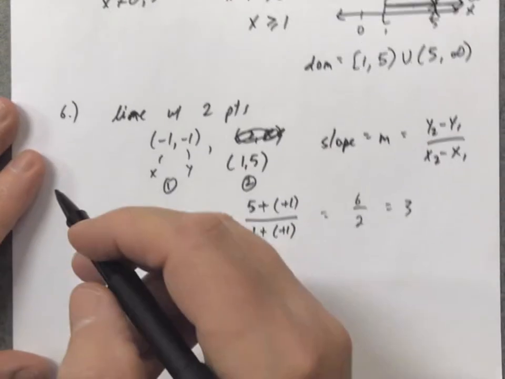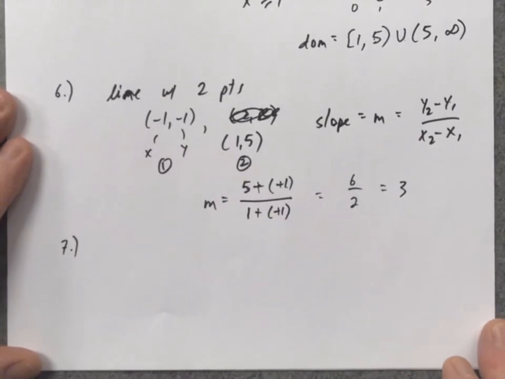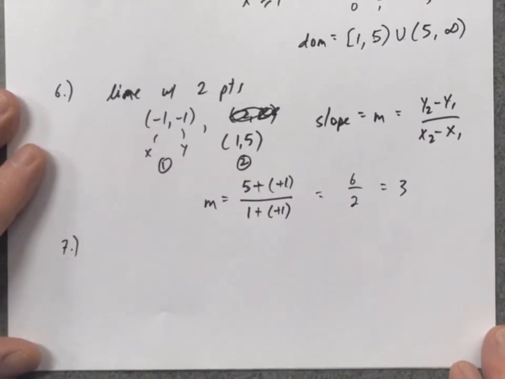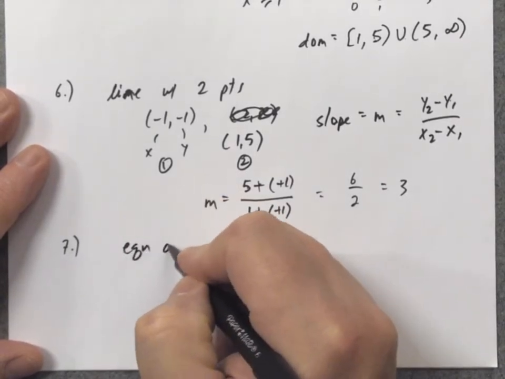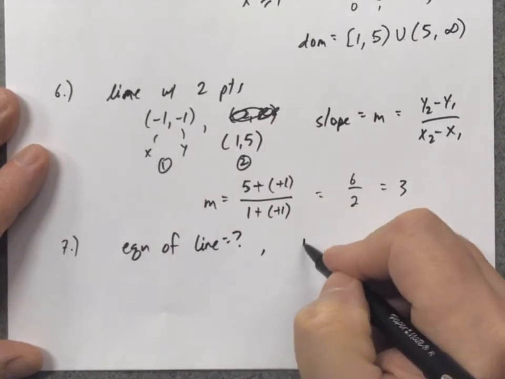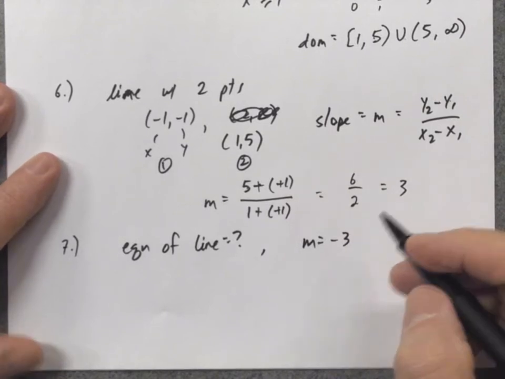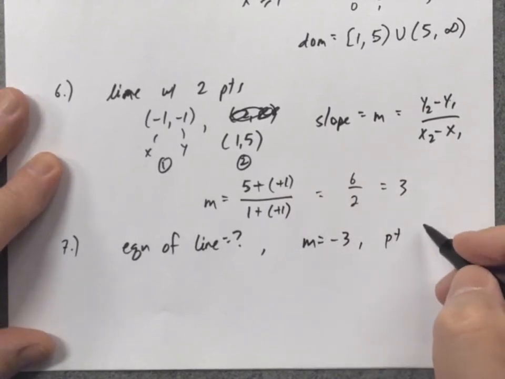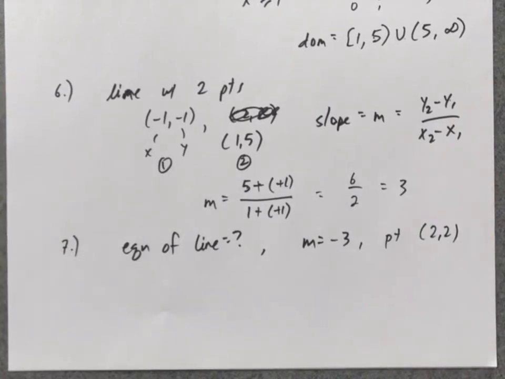Now problem 7, it's once again dealing with a straight line. It says determine the equation of the line that has a slope of negative 3. So we want the equation of the line, that's what we're looking for. And our line has a slope of negative 3, and they give us a point on the line, 2, 2. So they've given us a point on our line, and they've given us a slope of the line, and they want to know the equation.